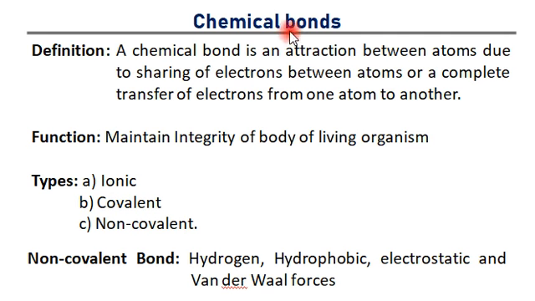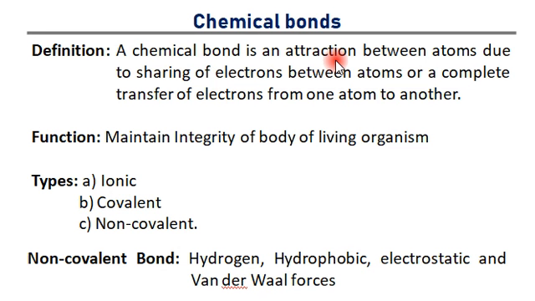Chemical bond is nothing but an attraction between two atoms. These two atoms, or more than two atoms, unite and form a molecule. Such two molecules or more than two molecules form a cell, and the cell further acts as a basic unit of any living organism. Hence, chemical bond plays a vital role in any living organism's body.